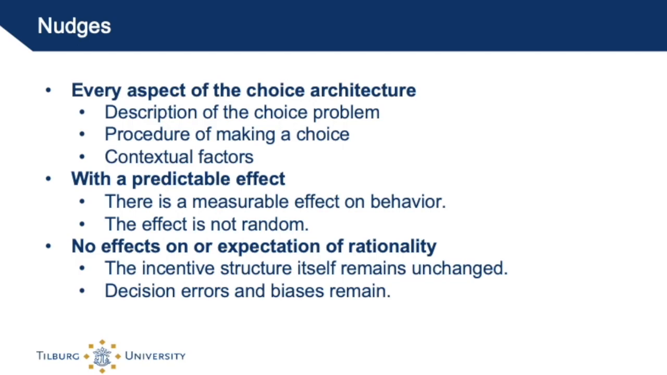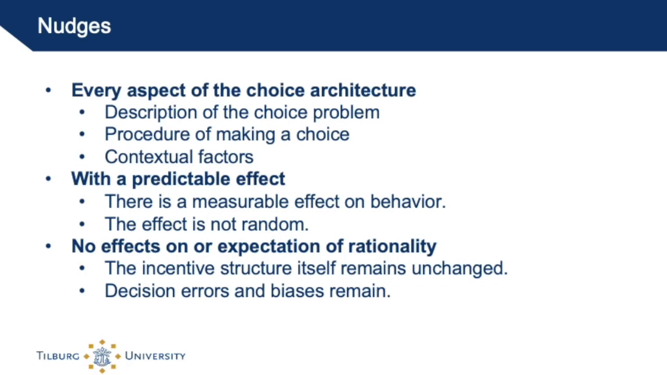Okay, let's take a look at this definition. So what does it mean? Every aspect of the choice architecture. Well, to get at the choice architecture, first we have to get a description of the choice problem and understand the procedure of making a choice in that specific problem, and also get a view of the contextual factors. So this means that all these three facets our nudge can exercise on.